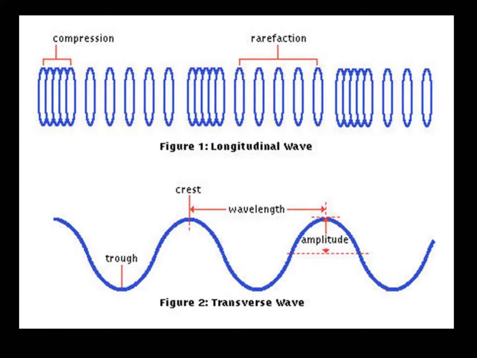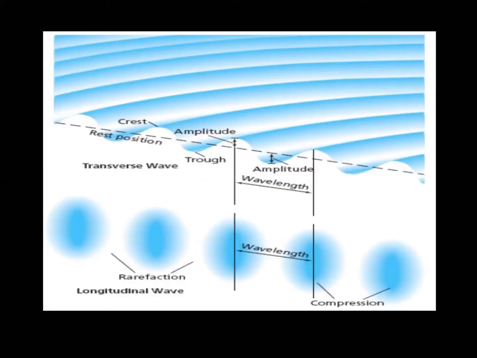Okay, now here is a slide which shows you the conversion of a mechanical longitudinal wave to a transverse wave, where the rarefactions are the troughs and the compressions are the crests. The distance between the compressions is a wavelength. Now look at the amplitude, it's actually half the distance between the crest and the trough.